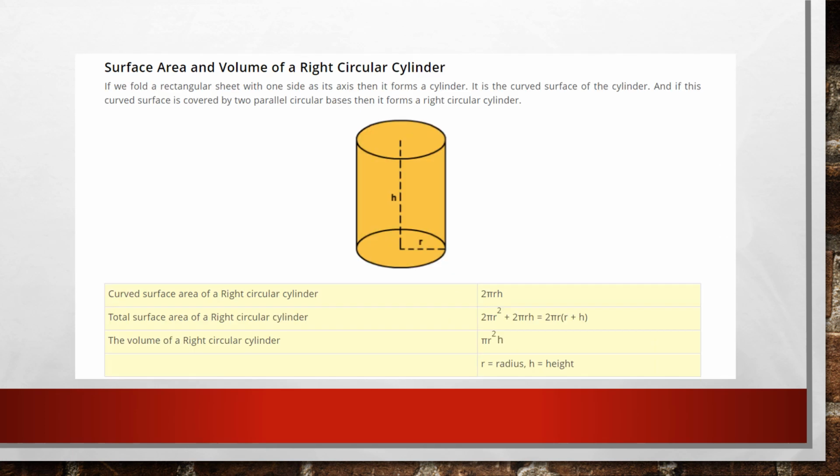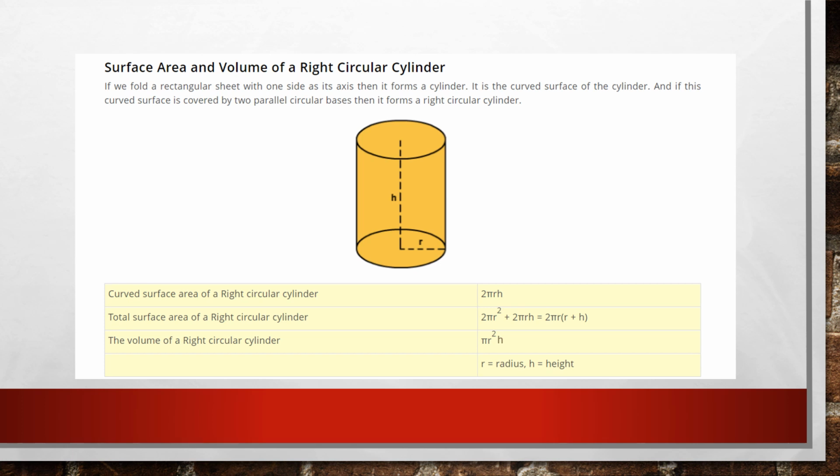Okay, our next is the cylinder. To find the surface area and volume of the right circular cylinder, just imagine that when we fold a rectangular sheet from one side, taking its height or you can say axis, then we get the curved surface of that particular cylinder. In this case, along with the curved surface, we have two parallel bases. Both bases are parallel; the bottom one is parallel to the top one. So this we call a right circular cylinder.